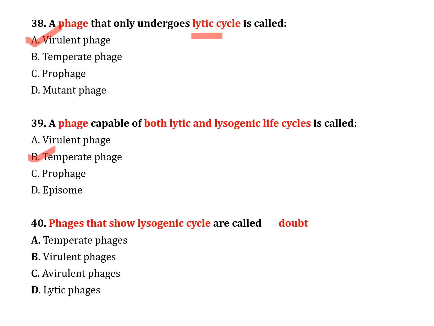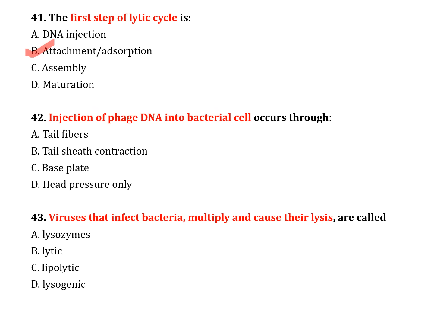The next question, number 40. Phages that show lysogenic cycle are called option A, temperate phage, option B, virulent phage, option C, avirulent phage, option D, lytic phage. Correct answer is option A, temperate phages. The next question, number 41. The first step of lytic cycle is option A, DNA injection, option B, attachment or adsorption, option C, assembly, option D, maturation. Correct answer is option B, attachment or adsorption.